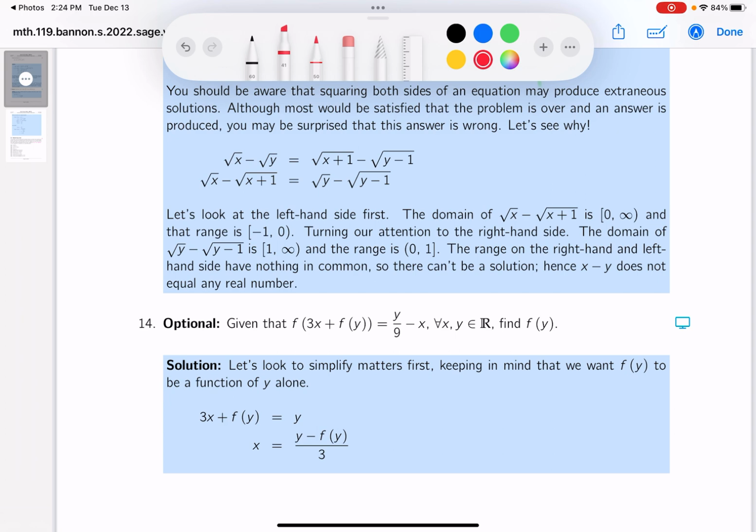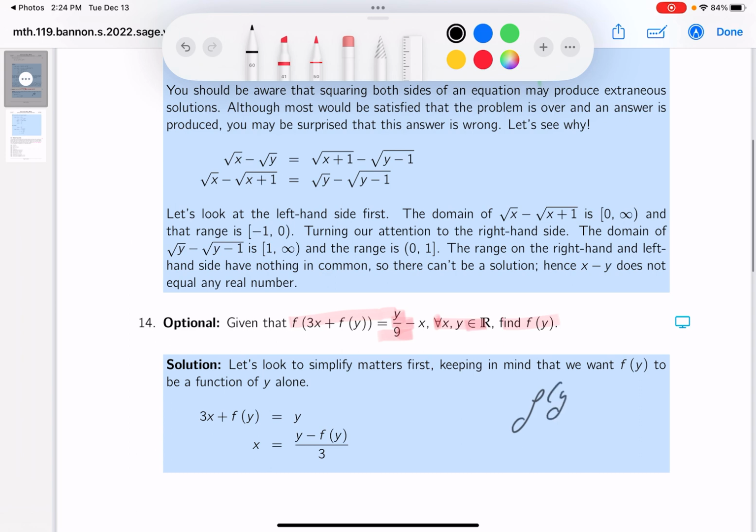Okay, this is a fairly unfamiliar question. For one thing, you're given something that's like a function within a function. And they're saying this symbol over here, which means for all x and y that are real, that this is true. All right? So what I would try to do is figure out what are they asking for? They're asking for what f of y is, and they want that as a function of y.